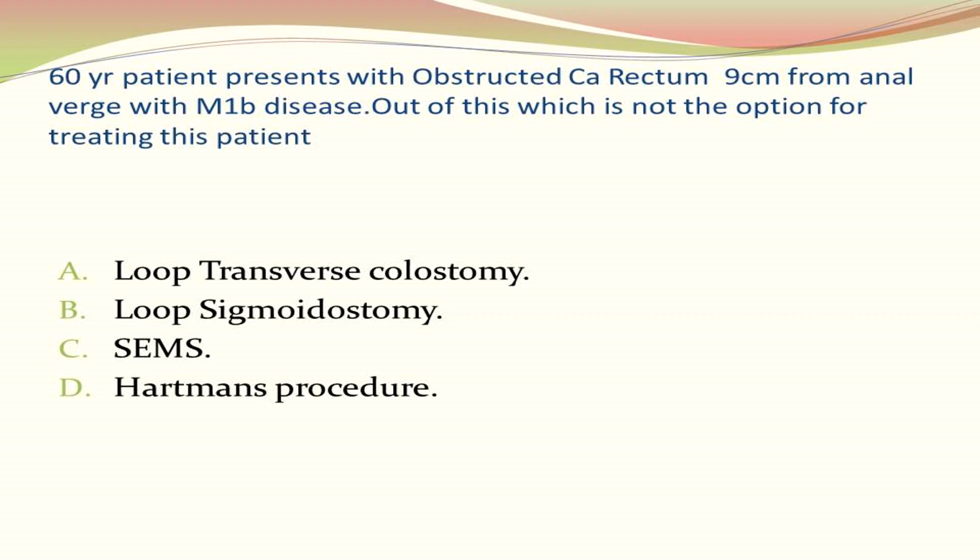Obstructed CA rectum है. So definitely he is going to require a diversion. Diversion मतलब ये colostomy आ गया, sigmoidostomy आ गया. What are the other methods of relieving that obstruction apart from this surgical management? SEMS. तो ये तीनों ऑप्शन हम लोग यूज कर सकते हैं. चौथा ऑप्शन जो है हार्टमैन्स प्रोसीजर, that means resect करके नीचे से एक stump बनाने का.